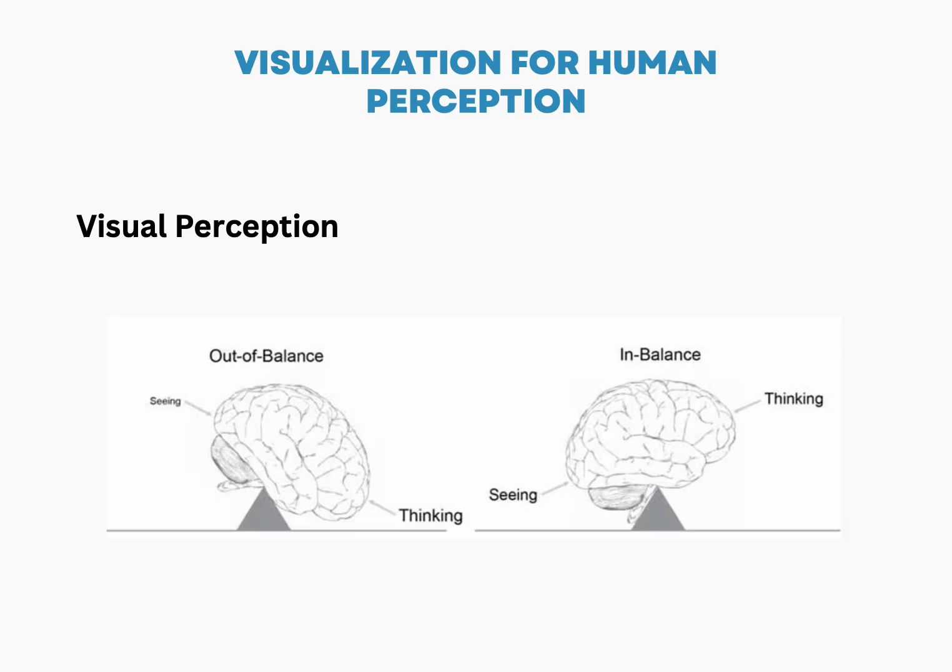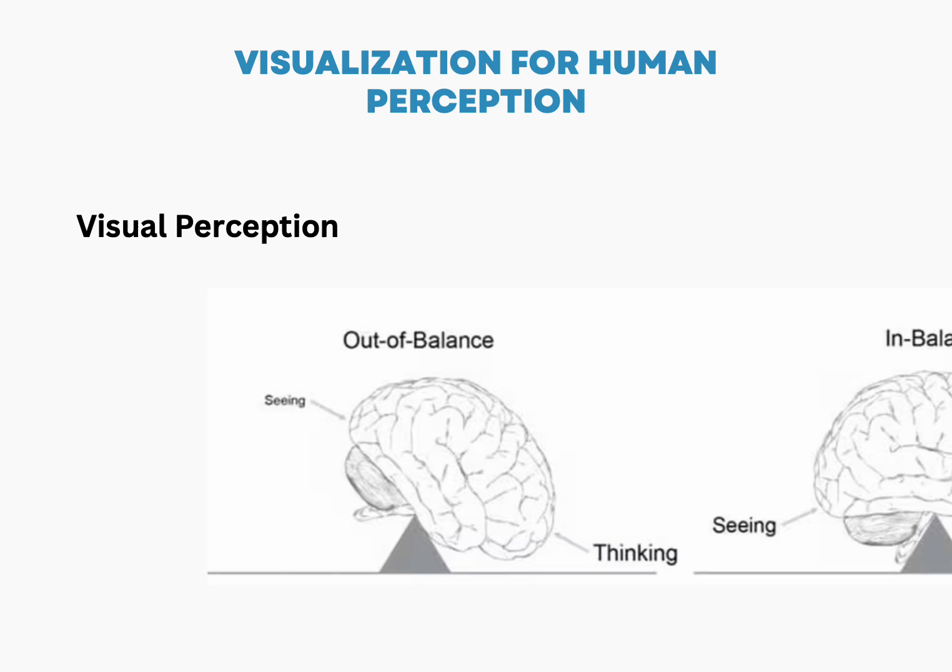Then I'm going to discuss how the human brain quickly decodes visual information. Data visualization works so well because it uses brain traits. Our visual system, held by the visual cortex at the back of the brain, processes images quickly and effortlessly. In contrast, thinking controlled by the cerebral cortex at the front of the brain is much slower and requires more effort.